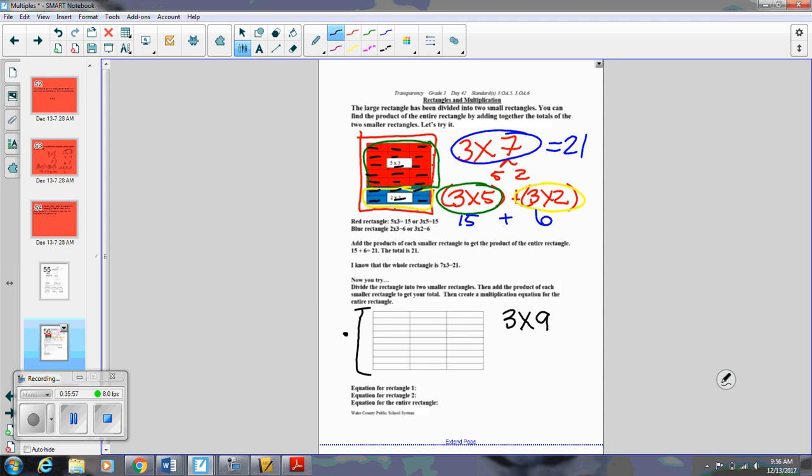Sam? Alright, so what I'm going to do is I'm going to count down until I get 5 boxes up top and then 4 below. 1, 2, 3, 4, 5. And I'm going to draw a line across. I am breaking up my array. I'm breaking up the 9 part of my array into 2 smaller rectangles. Grace. We broke it into 5 and 4.